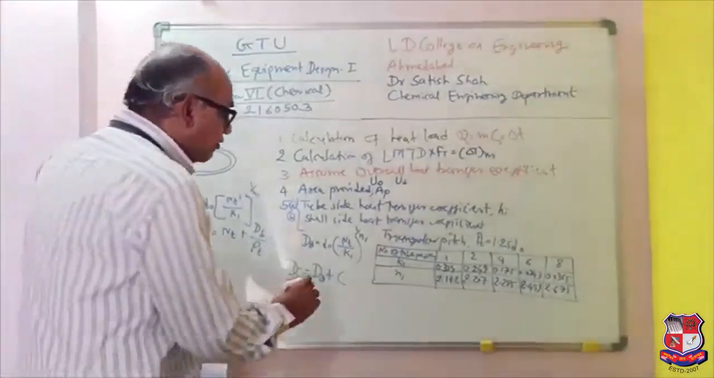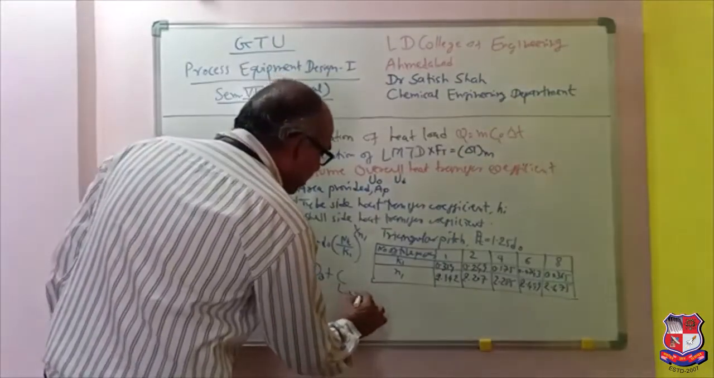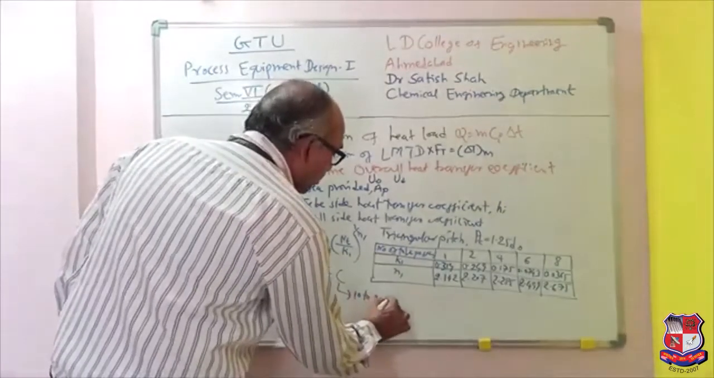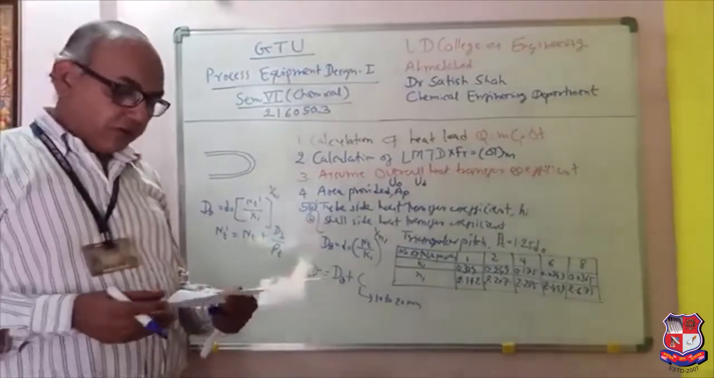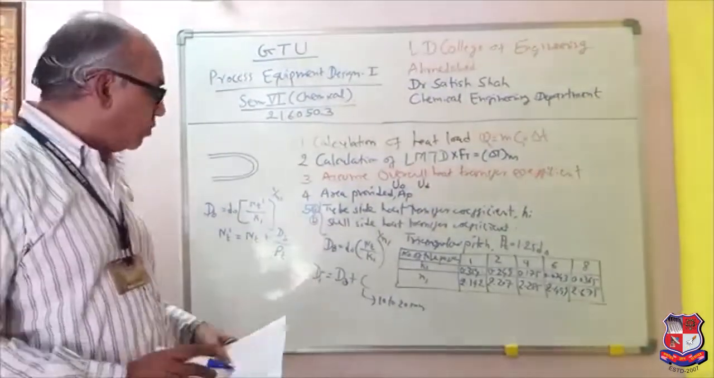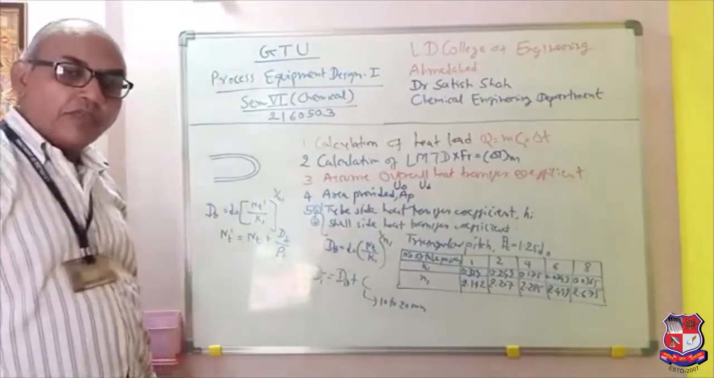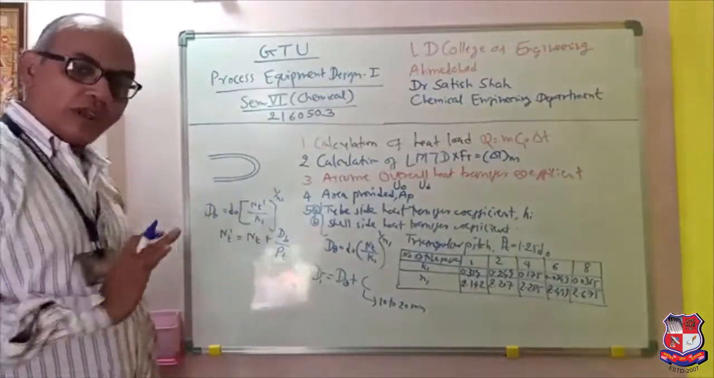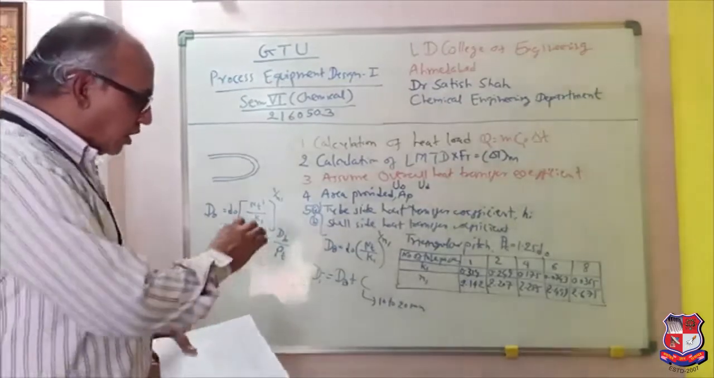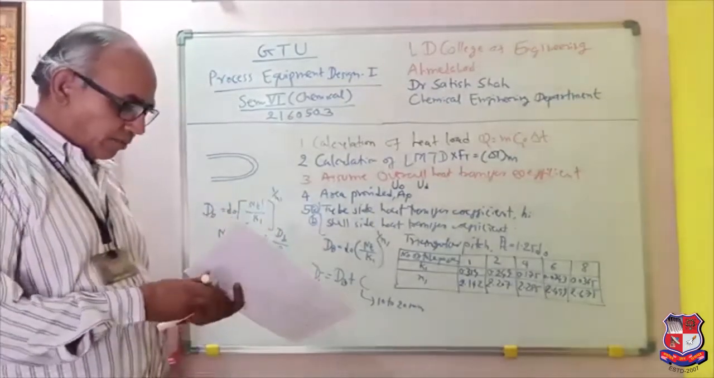That clearance will be, for a fixed tube sheet heat exchanger, 10 to 20 mm. But if you go for the split ring floating head, it will be 50 to 80 mm. And if you use the pull-through floating head, it will be 90 to 100 mm. But most of our designs will use 10 to 20 mm.